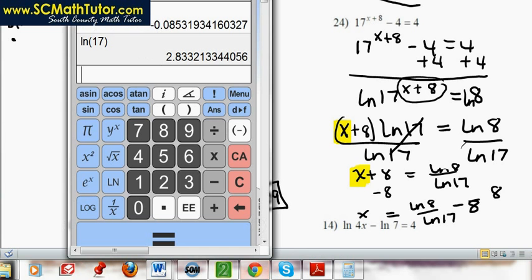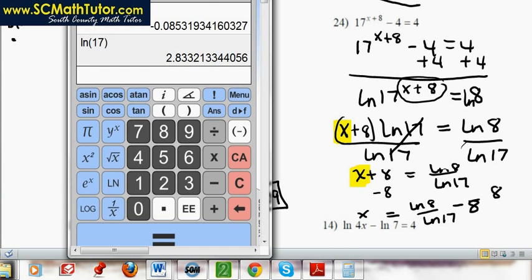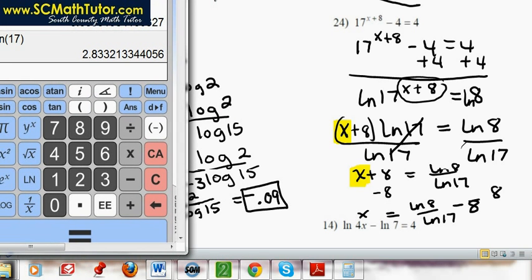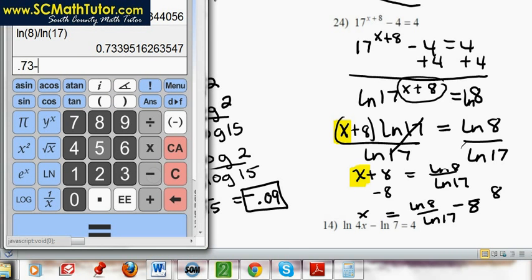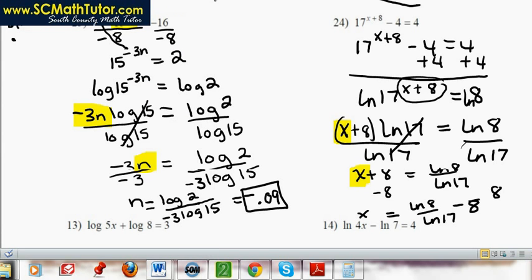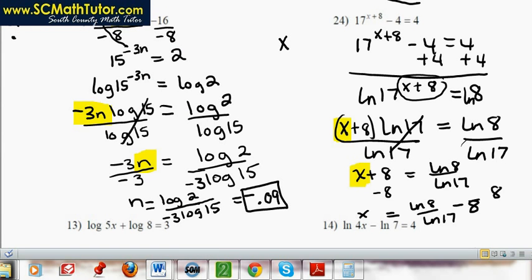So we go to our lovely calculators because we cannot crunch these numbers in our head. Figure out what ln 8 divided by ln 17 is, which is about 0.73. Then you subtract 8, minus 0.73 minus 8, and that gives you negative 7.27. So x equals negative 7.27.